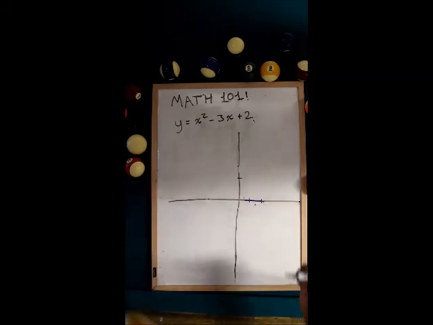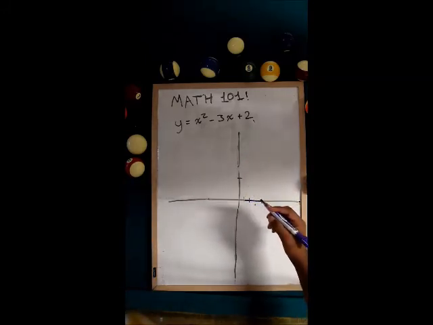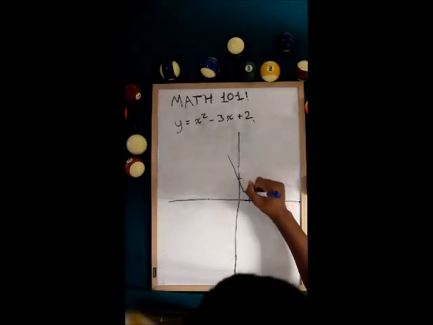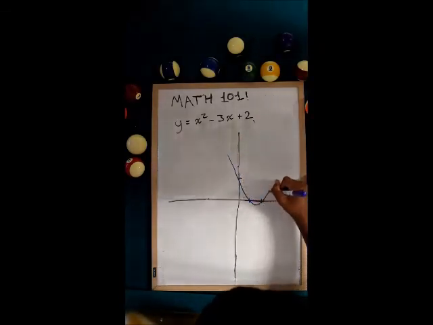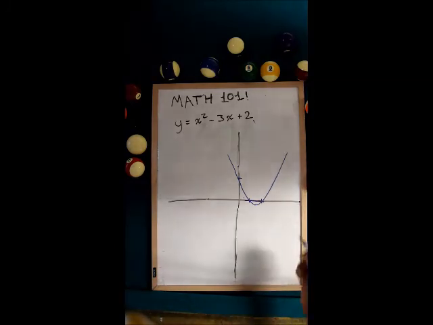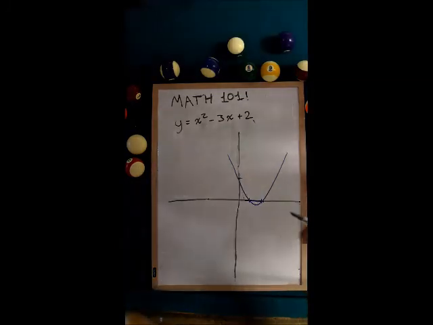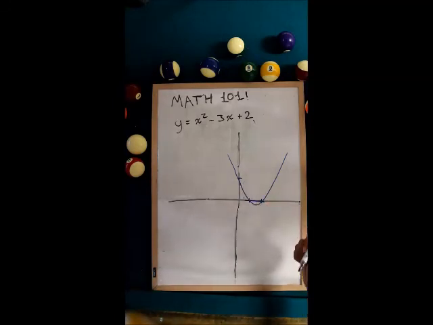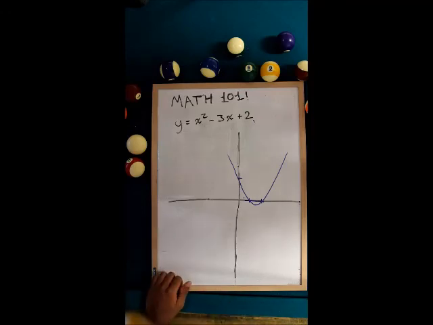So now we just found a vertex. And from here on, we can draw sort of a sketch of what our parabola looks like. And from here we can determine that there's a minimum point, which is negative 0.25, and that is how you graph a quadratic function.